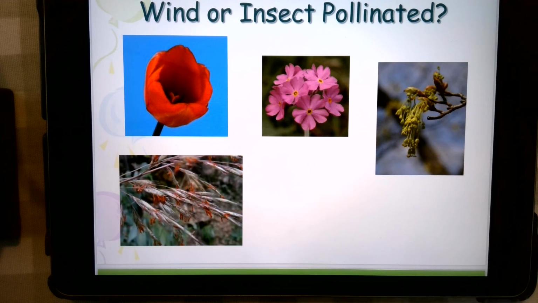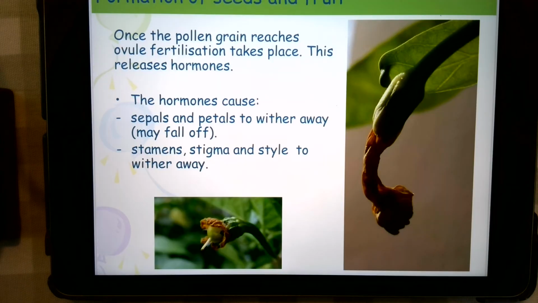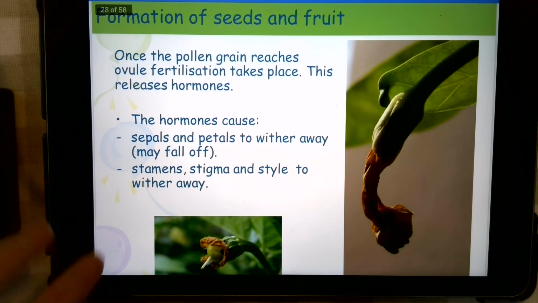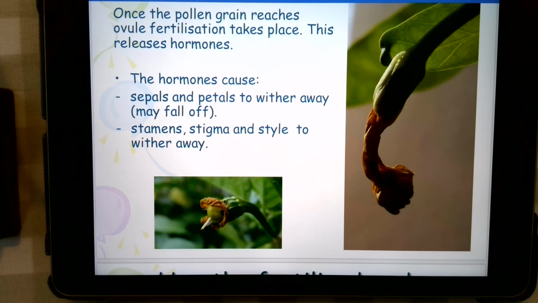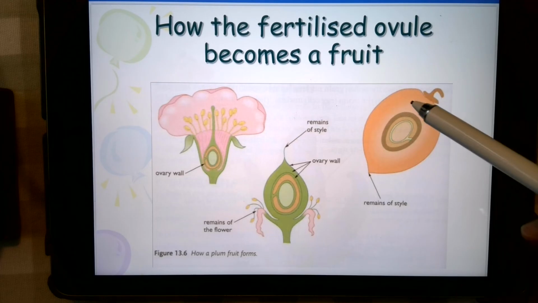As we mentioned in the previous video, once the pollen grain, the nucleus, reaches the ovule, and it is important to emphasize the nucleus, well then fertilization takes place, and in response to this the petals of the flower and the sepals begin to wither away. The stamens, stigma and style also wither away, and we end up getting a swelling in the ovary, as you can see here. This is really important. So the ovary begins to swell.